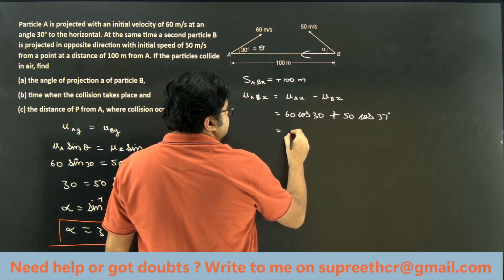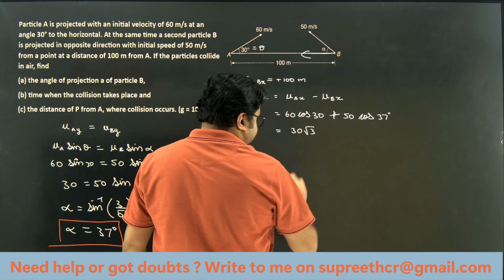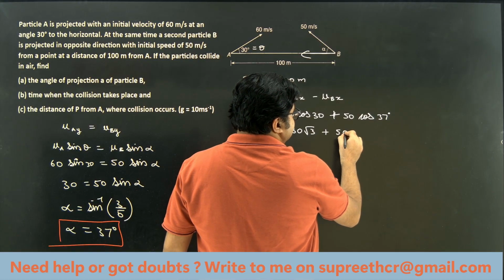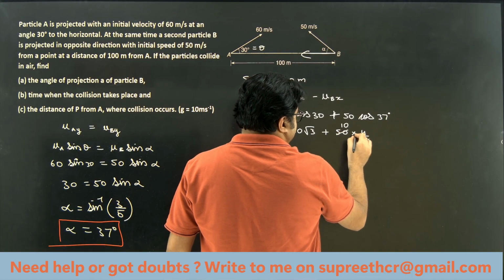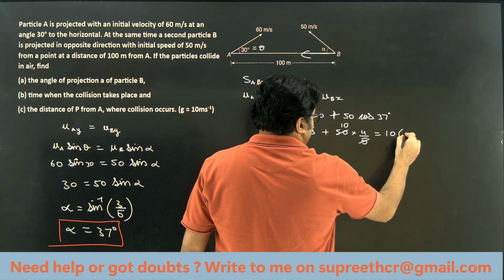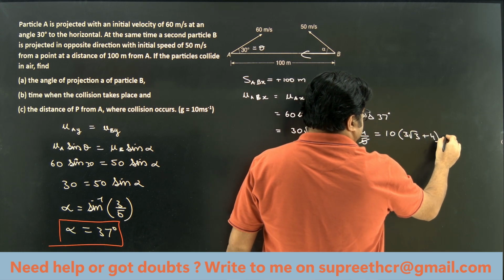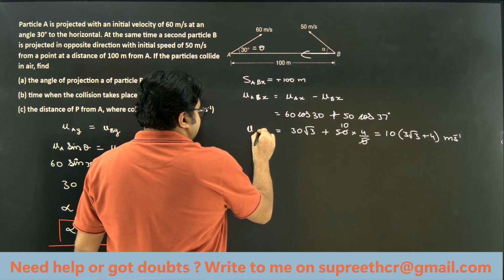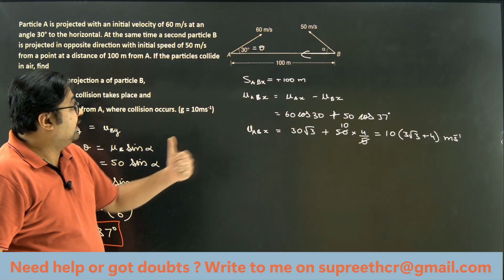50 cos 37 degrees, because we've just calculated that 37 degrees. So what do we have? Cos 30, my friends, is root 3 divided by 2. So we have 30 root 3 here, and there we have cos 37 degrees. Cos 37 degrees being 4 by 5, and this will become 40. The answer is going to be 10 into 3 root 3 plus 4. That's the speed with which B will see A moving in the x direction. That's how you analyze that.